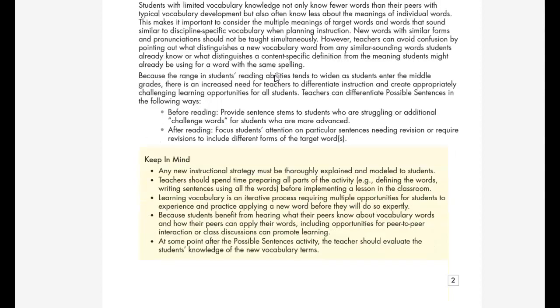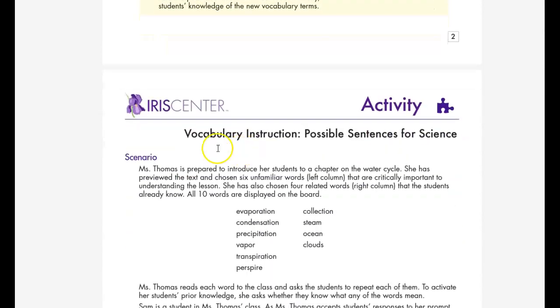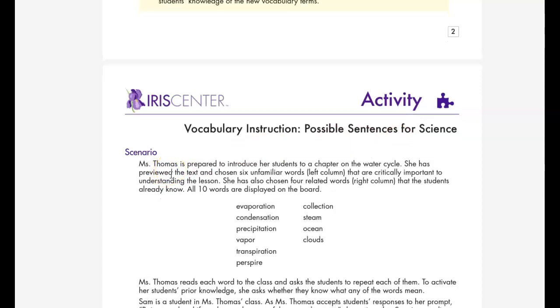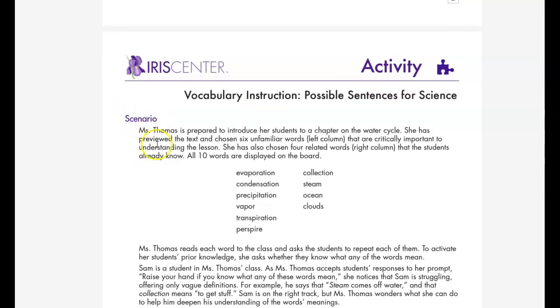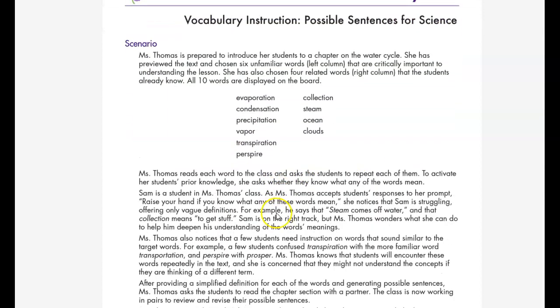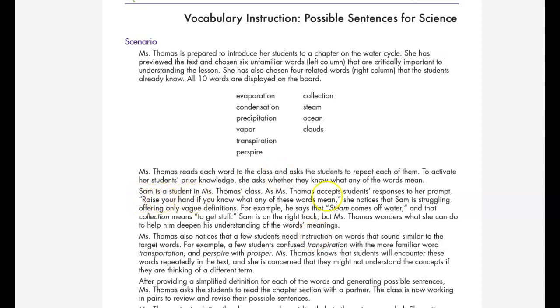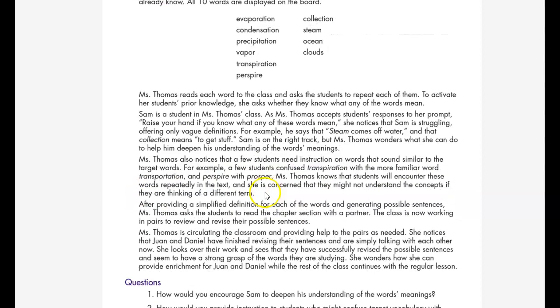So again, you're going to keep reading. You're going to keep this in mind. And then here is the scenario. Okay, so it's about Miss Thomas. She is talking about the water cycle. Water. I feel like I said that very oddly. But so you're going to read this scenario again about Miss Thomas. Here are the words, her vocabulary words. Okay, so here we're talking about Sam, what's going on with Sam over here. And here we're talking about Juan and Daniel.